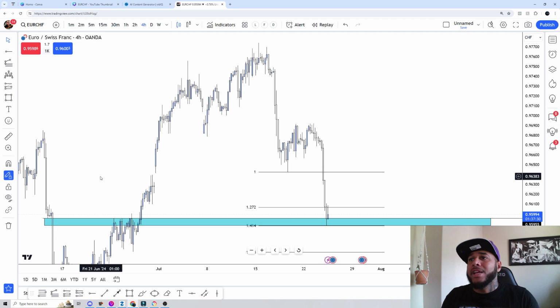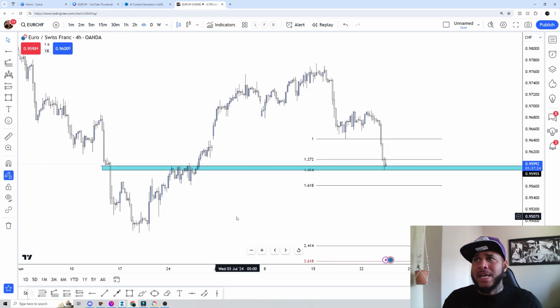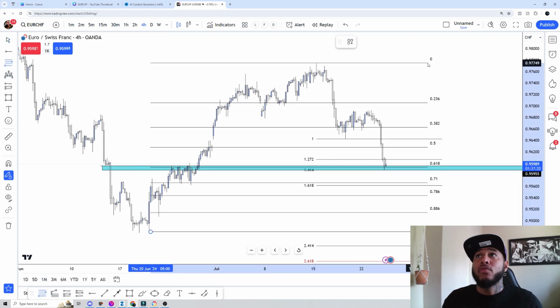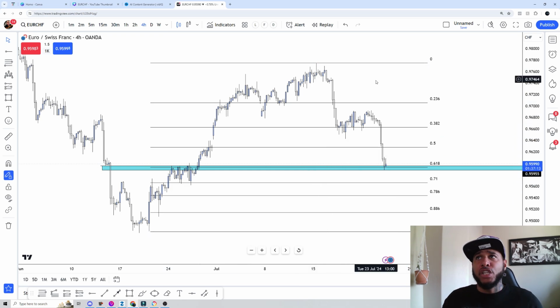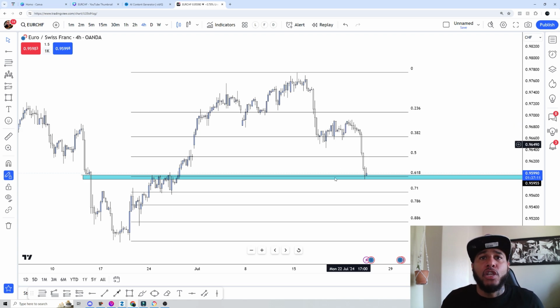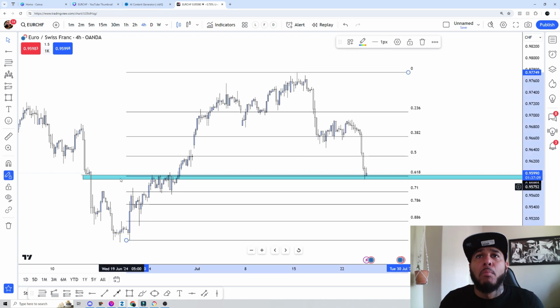So this being the structure that I do think is going to be the most relevant, obviously with some of the confluence that we have here as well. A lot of people always ask why I don't add Fibonacci on such a giant move like that. I'm not a huge fan of using fibs on such a giant move, but in this case we're going to use it, just because we can see how much more confluence we can add to this.